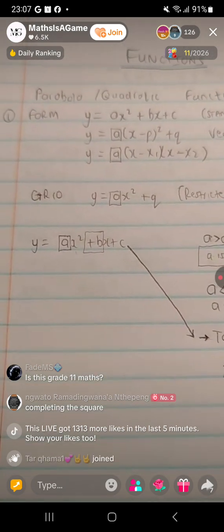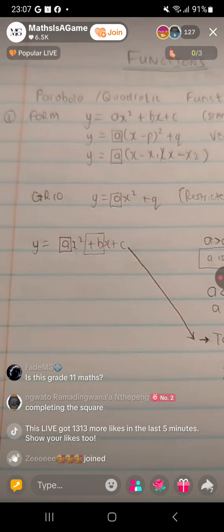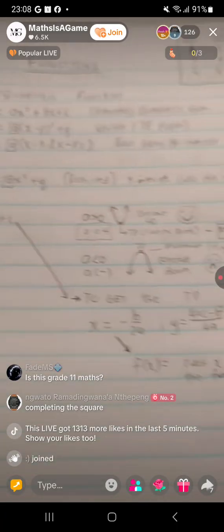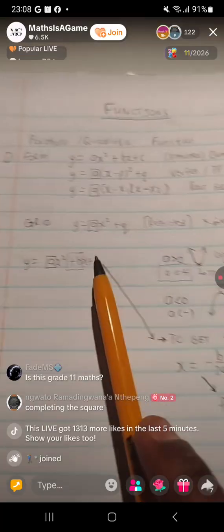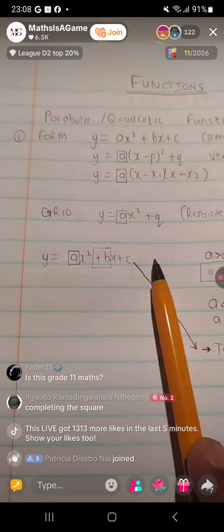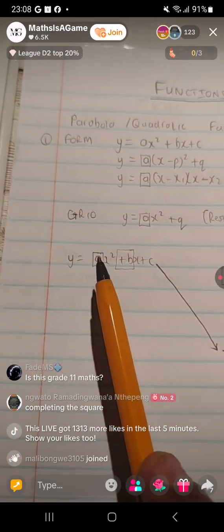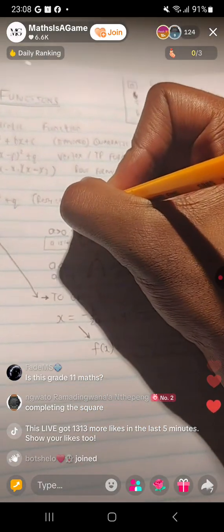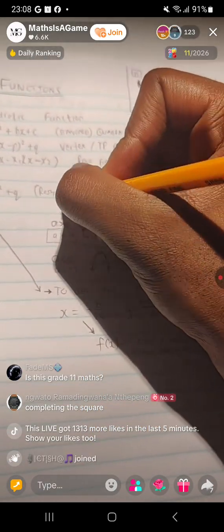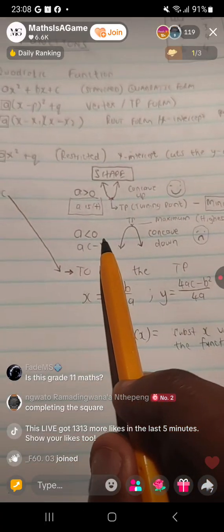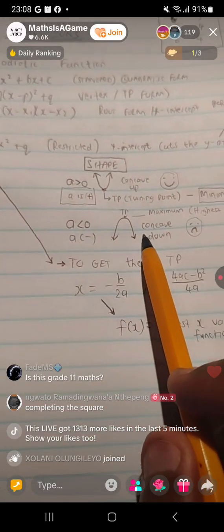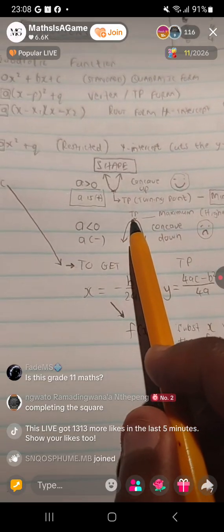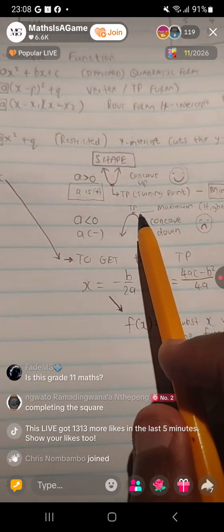All right, we're going to look at some examples so that we can actually internalize all of this. But for now, I need you guys to first understand the concept of the function. What does the a mean? As I said, a tells us about the shape of the function. If a is negative, we say it is concave down. We don't have a minimum, but we have a maximum.